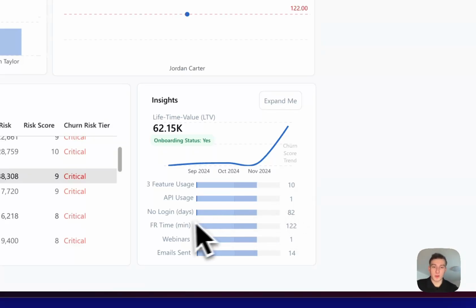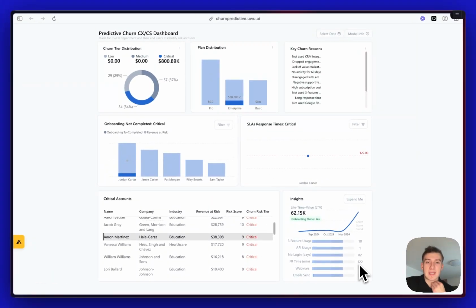Same applies for no login days. We are able to see 82 logins. That means that he didn't log into the platform 82 days, which is a lot. First reply time, he got a reply in 2 hours, not ideal. Webinars, he joined 1 webinar and he got sent around 14 marketing emails. These are all the criteria that we determined that they have to meet so the accounts don't churn. And if they're below, they're much more likely to churn, right?